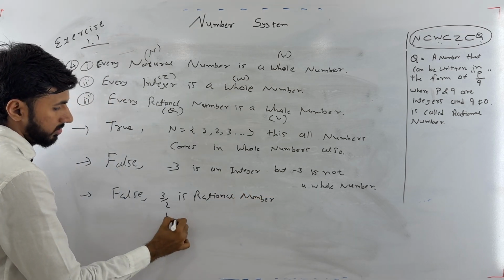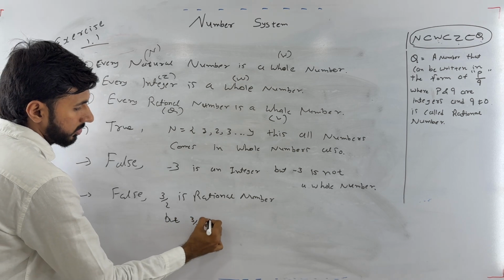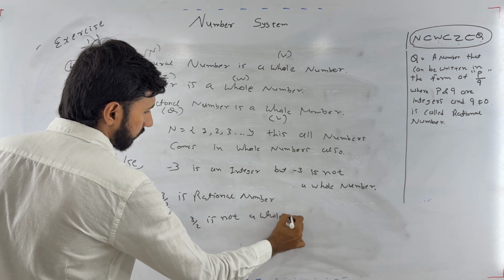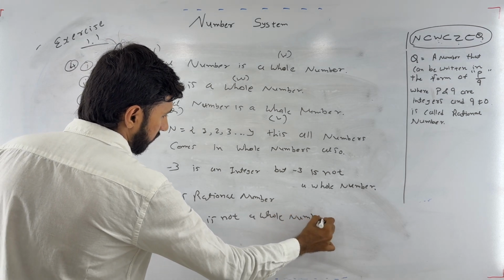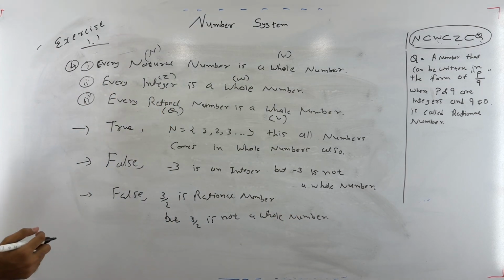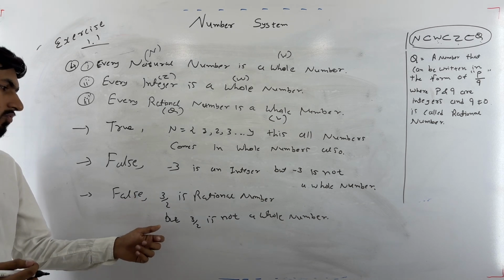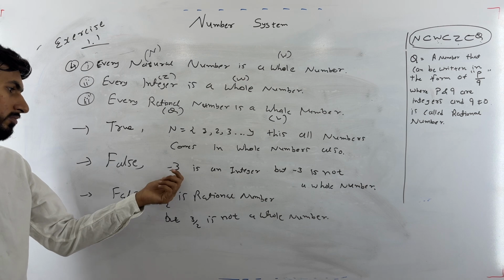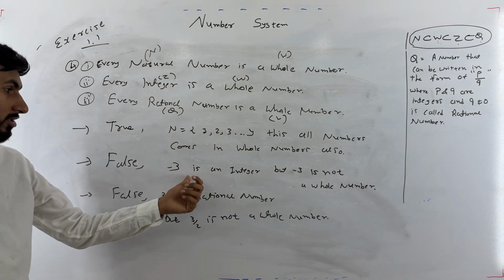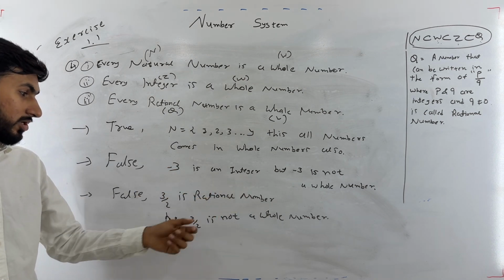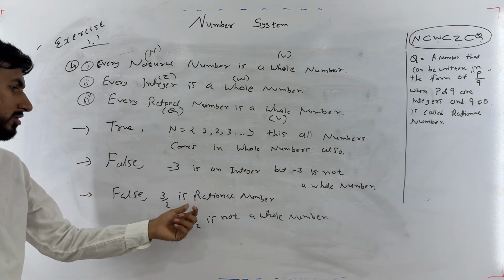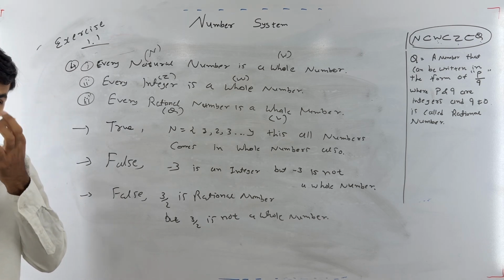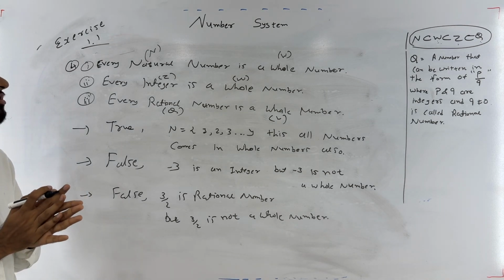but 3/2 is not a whole number. So here is your answer. You can give any example that you want that is a rational number but not a whole number. The same reason that I have written in the second question can also be written in the third question, because negative numbers are rational numbers but not whole numbers, right? So here is our exercise 1.1.